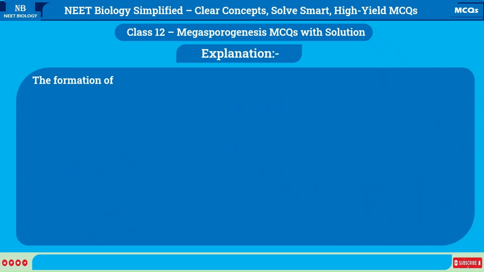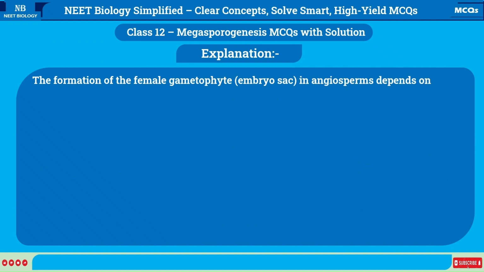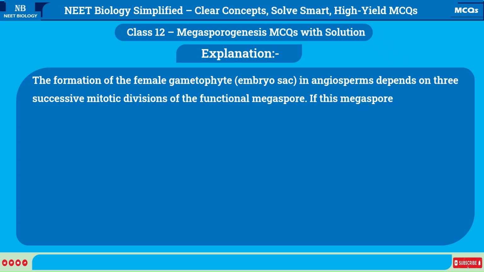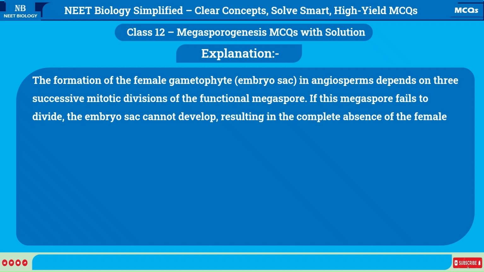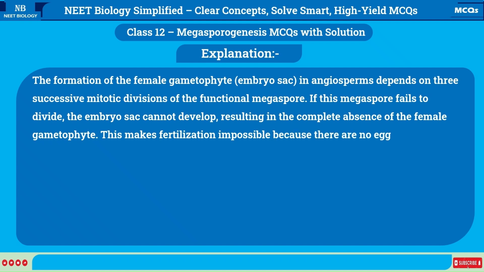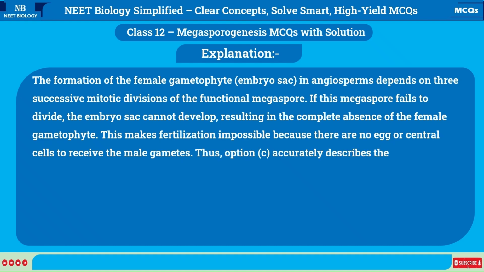Explanation: the formation of the female gametophyte, embryo sac, in angiosperms depends on 3 successive mitotic divisions of the functional megaspore. If this megaspore fails to divide, the embryo sac cannot develop, resulting in the complete absence of the female gametophyte. This makes fertilization impossible because there are no egg or central cells to receive the male gametes. Thus, option C accurately describes the outcome.